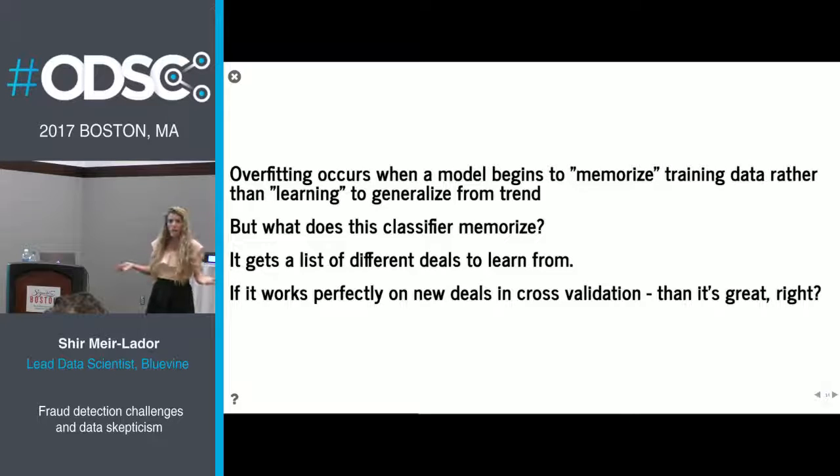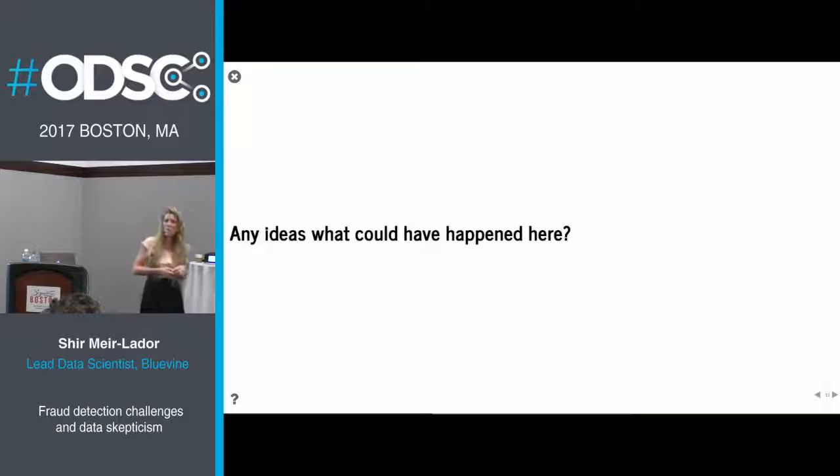But I did everything correctly. I took certain deals for training and certain deals for testing, different deals. So I'm not supposed to see overfitting, right? So what could be the problem? Do any of you have an idea? What could be the problem here?